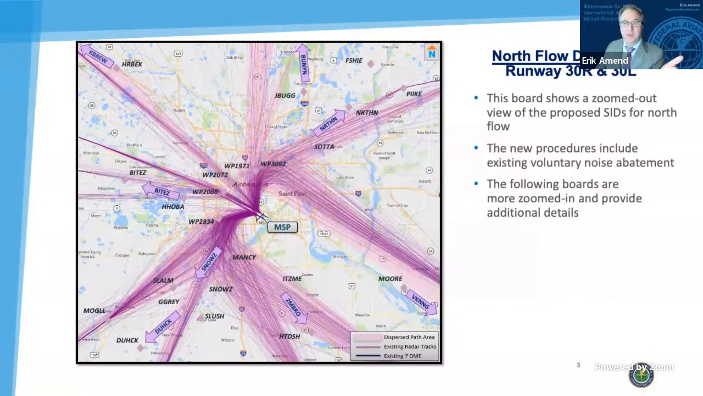And that adds to the dispersion, right? The light pink that we see on the screen is the planned dispersion under the new procedures. Do I have that right? That's correct. Okay. Let's go to our next question.